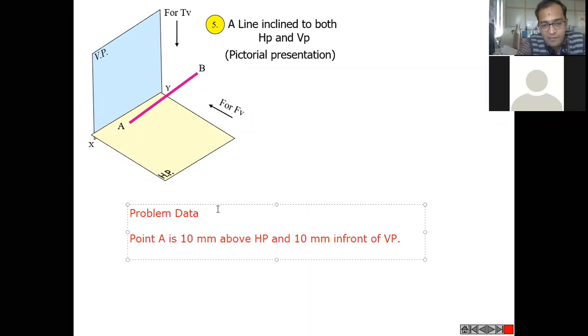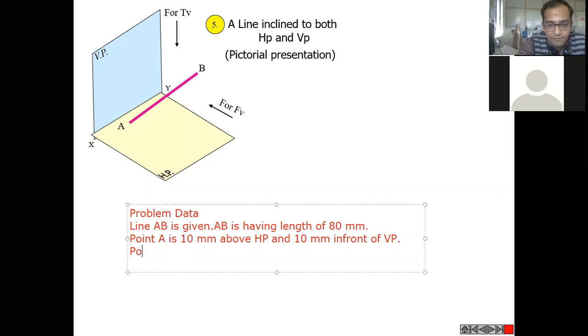In problem data, I should mention the line data also. Line AB is given. AB is having length of 80 mm. Point A is 10 mm above HP, 10 mm in front of VP. Point B is 30 mm above HP and 40 mm in front of VP.